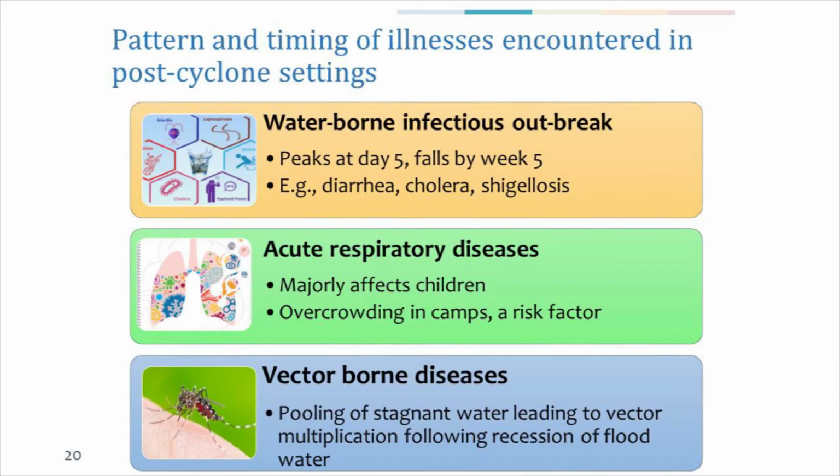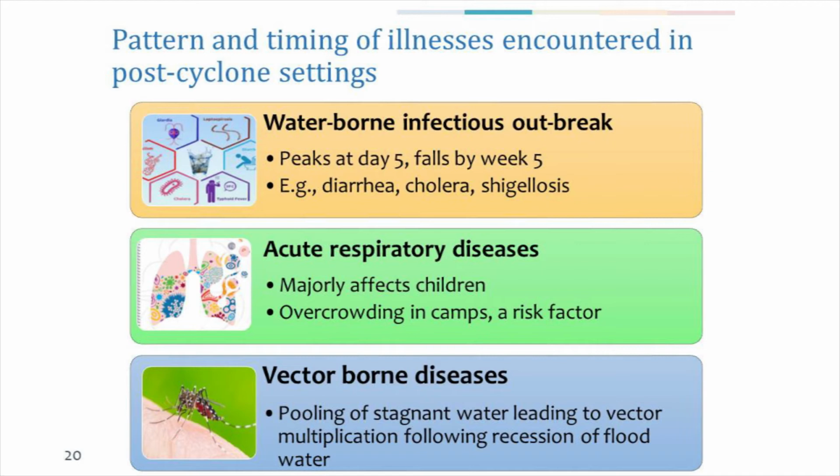There is always a pattern and timing of illnesses encountered in the post-cyclone setting. In the list, first is the waterborne infectious disease outbreak. This peaks at day 5 and falls by week 5. That is, waterborne diseases are more prevalent between day 5 and the end of week 5. Examples of certain waterborne diseases are diarrhea, cholera and shigellosis.